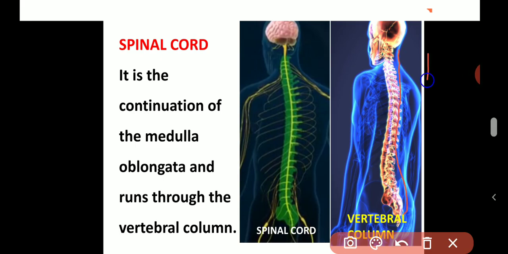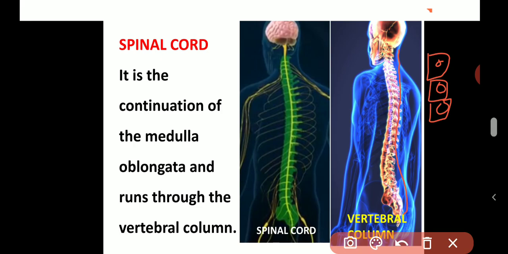This vertebral column is made up of pieces of bones joined together. There are 31 pieces of bones joined together, and these pieces have a small cavity in the center, and that cavity is aligned one below the other, and that cavity is called the neural canal.